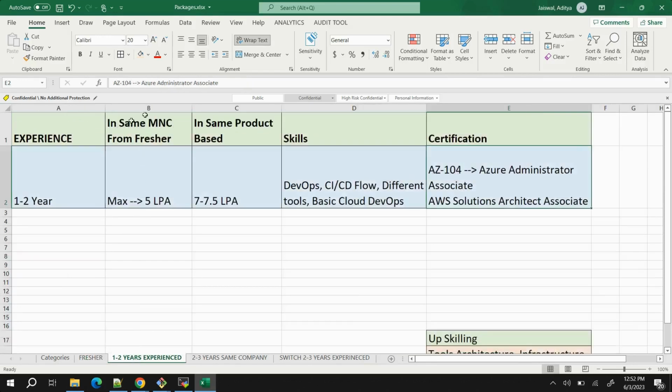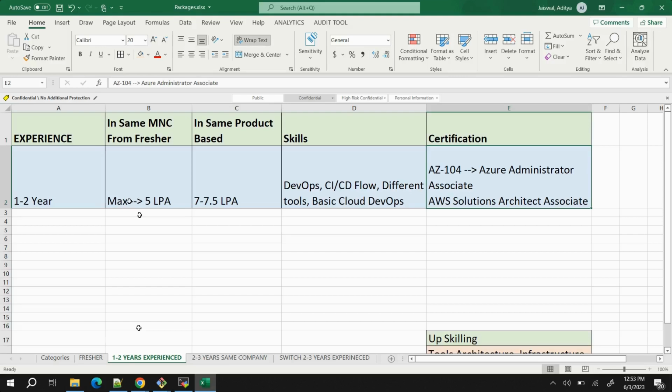If you stayed in the same MNC from fresher till 2 years, then the maximum you will get, considering top level MNC companies, is around 5 lakh. My suggestion is, even though the package is less, the learning opportunity is good. It's not just the technology you will learn, you will learn the corporate culture also, which is very important when you are switching or going to work in the corporate world.